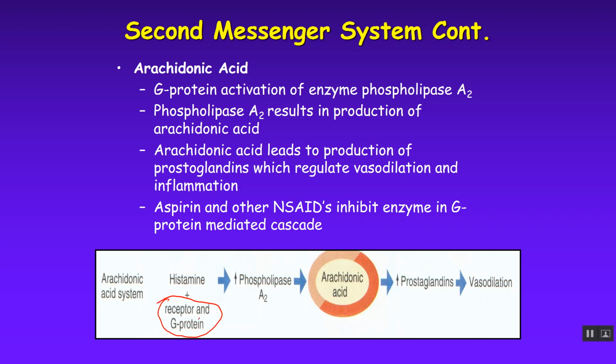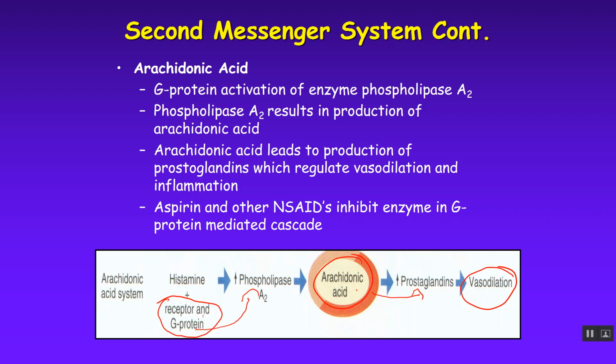Histamine, once it falls on the G protein mediated receptor, the G protein then tells phospholipase A2, which is an enzyme inside the cell, to ramp up production of arachidonic acid. That's the second messenger. Then the arachidonic acid causes your cell to increase production of a substance called prostaglandins. Prostaglandins are released by your cell in that area, and prostaglandins bind to some of the receptors in your blood vessels and cause swelling and vasodilation in that area.